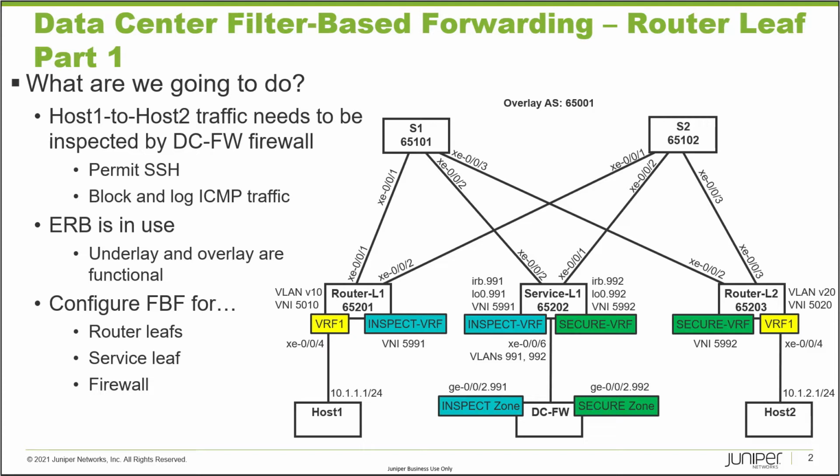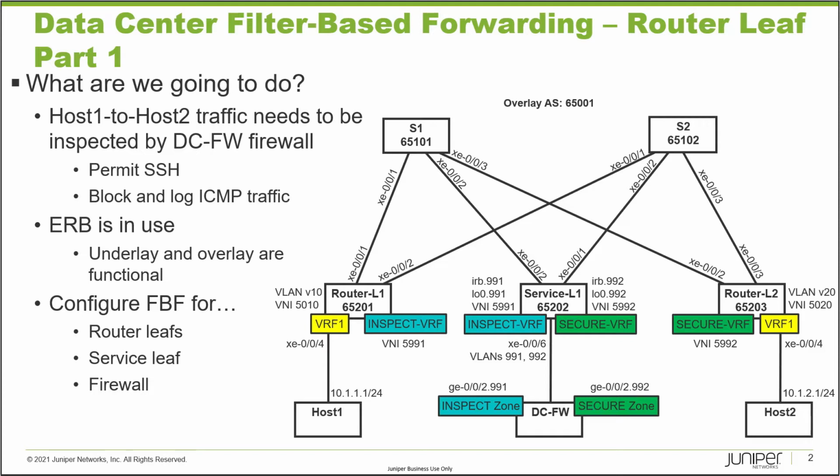Okay, so what do we want to do? We want to permit SSH traffic going from host 1 to host 2, and then we want to block and log any ICMP traffic that's going from host 1 to host 2. So we'll have to set that up in the firewall. And yeah, we talked about ERB being in use. We need to configure filter-based forwarding on the router leafs, the service leaf, and we'll have to do some configuration on the firewall, mainly the security policies. I'm not going to go through the firewall configuration as far as the zones and whatnot, because that's not really specific to filter-based forwarding, but we'll still take a look at things there.